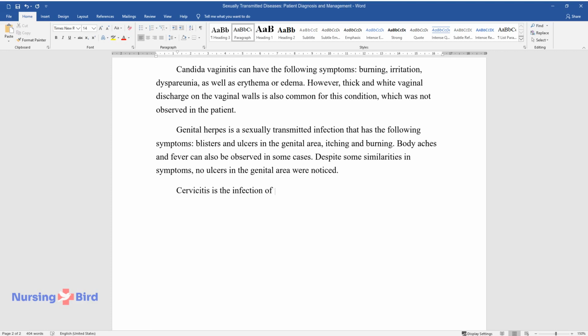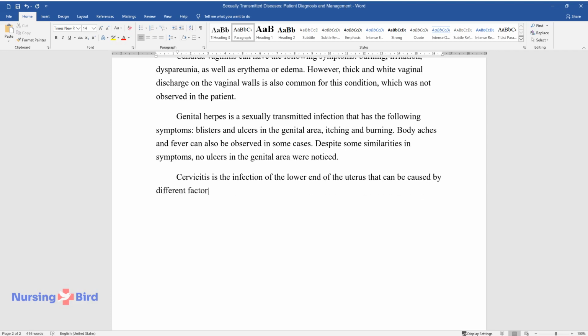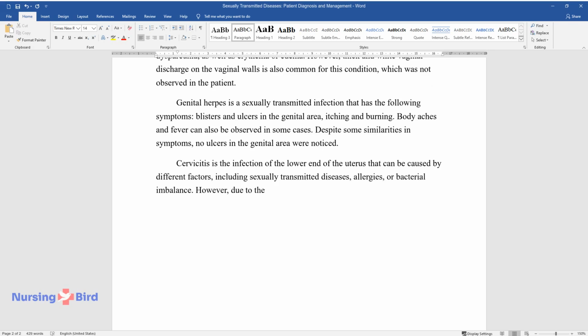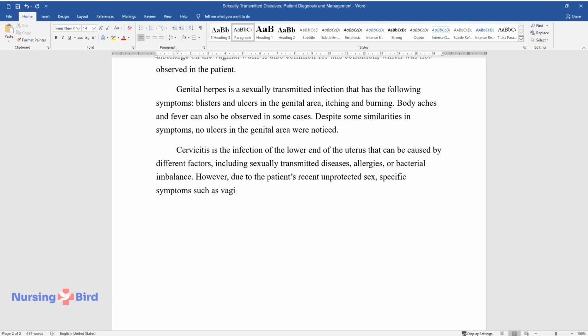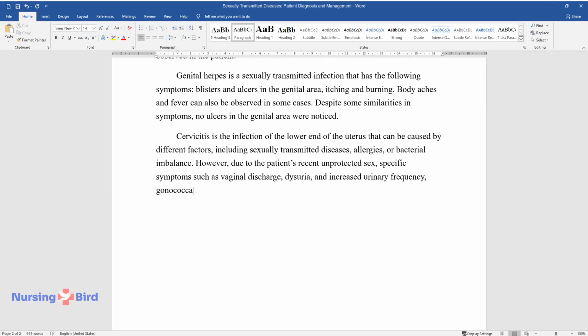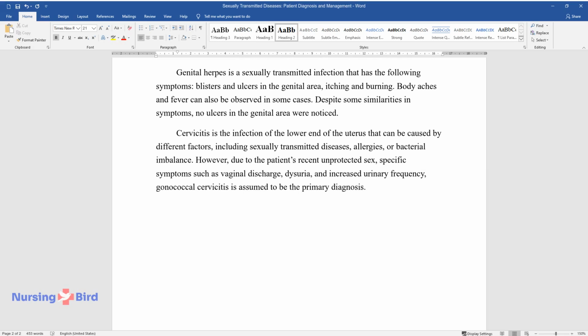Cervicitis is the infection of the lower end of the uterus that can be caused by different factors, including sexually transmitted diseases, allergies, or bacterial imbalance. However, due to the patient's recent unprotected sex, specific symptoms such as vaginal discharge, dysuria, and increased urinary frequency, gonococcal cervicitis is assumed to be the primary diagnosis.